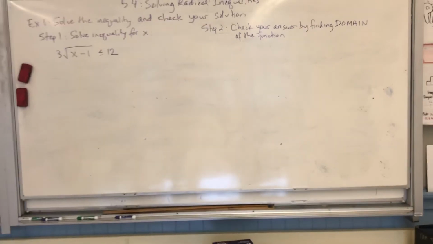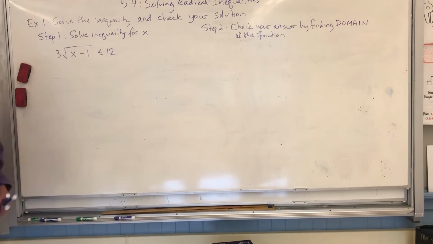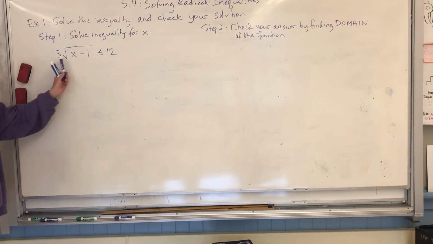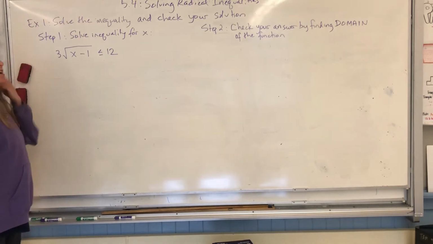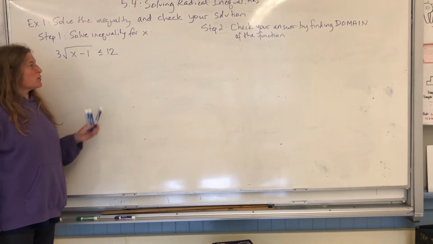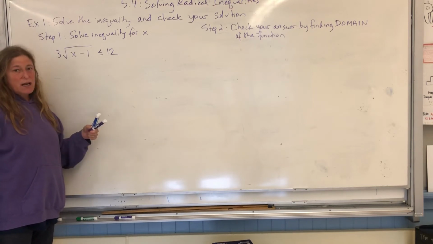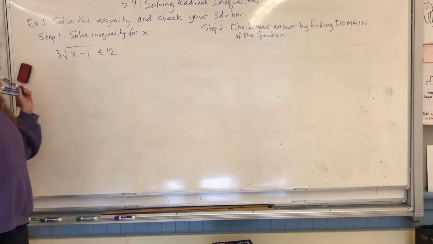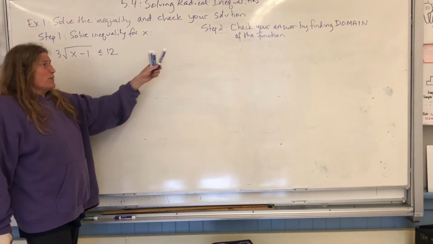Hey guys, now we're back for some solving radical inequalities. Solving radical inequalities, I'm going to do much the same as I did with solving equations. I can still divide and square and do all that stuff I did with equations, but what's a little trickier is checking my answer. Because when I get an answer here, it's not just going to be x equals something. So I need to find another way to check my solution. And that's what we're going to do when we get to step 2.